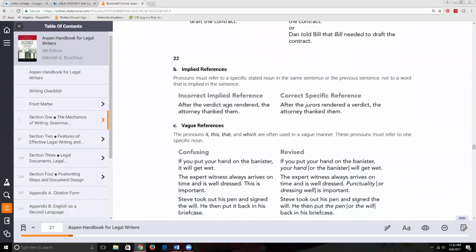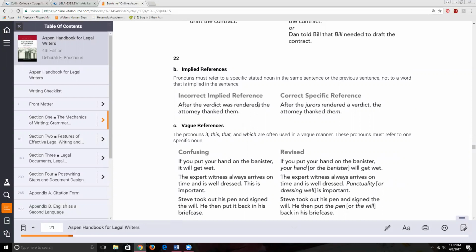Here's an example of incorrect implied reference. This is like the braids. After the verdict was rendered, the attorney thanked them. Well, who is he thanking? Common sense tells us it's probably the jurors, because after all, who renders a verdict? The jury. And so it's likely that the jurors are being referenced here. But there's no mention of the jury or the jurors here.